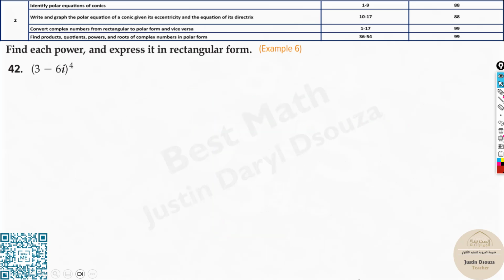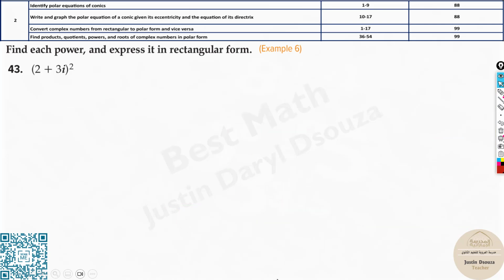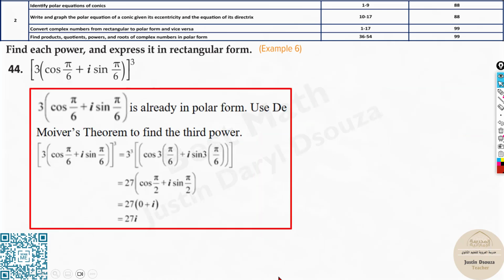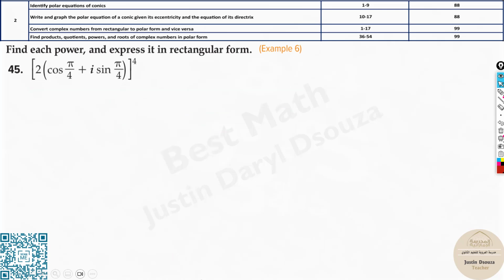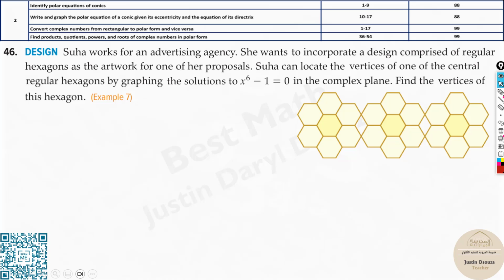Even over here, depending on the n, see, this is the n. If it's in rectangular form, what you need to do is take x and y coordinates. You need to first find the radius and theta, then use De Moivre's theorem. Same thing, it's only power 2. This is easy because everything is given, you just take the power. This one as well.